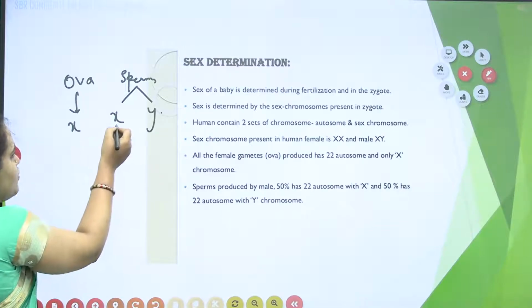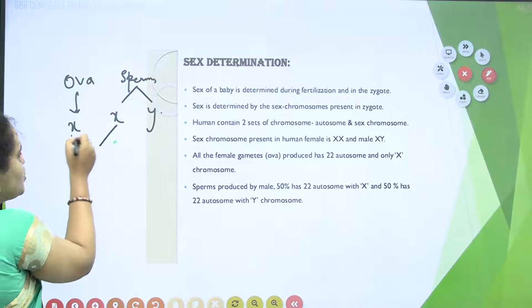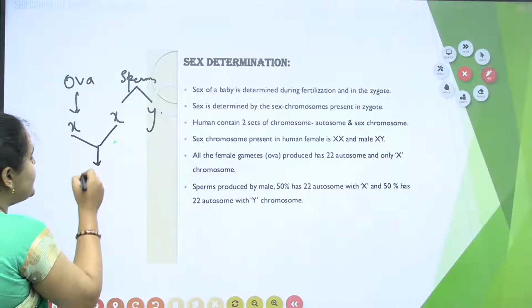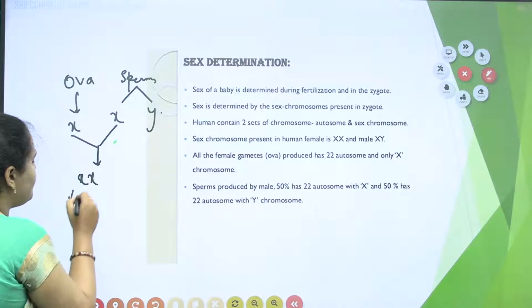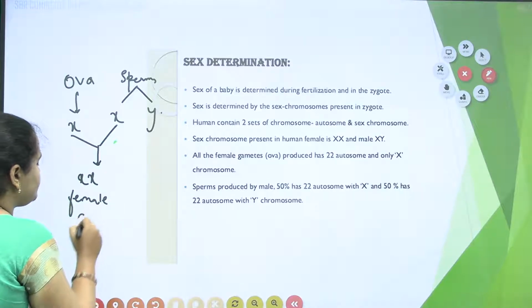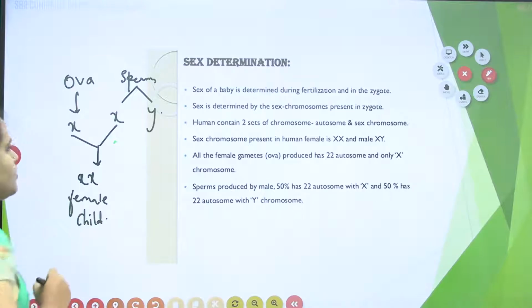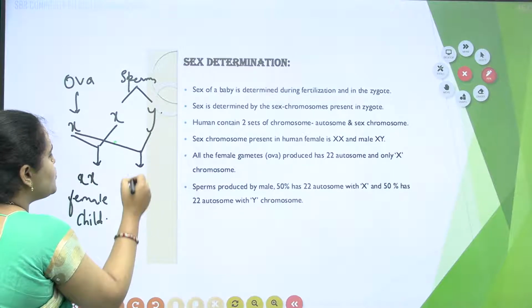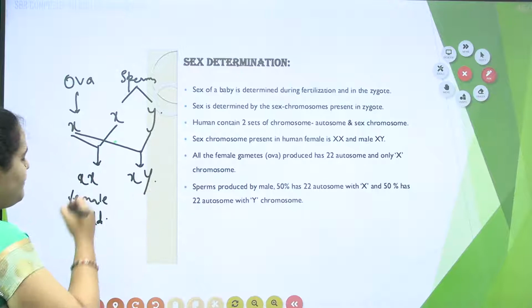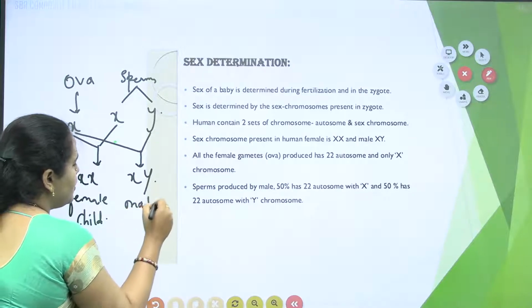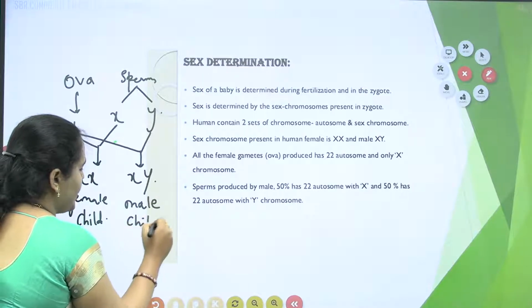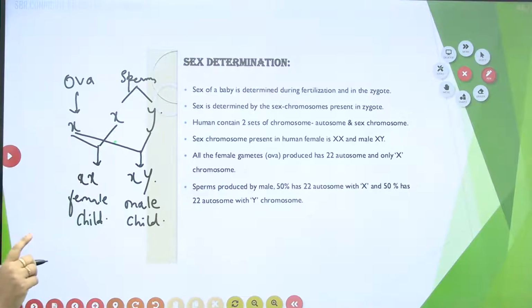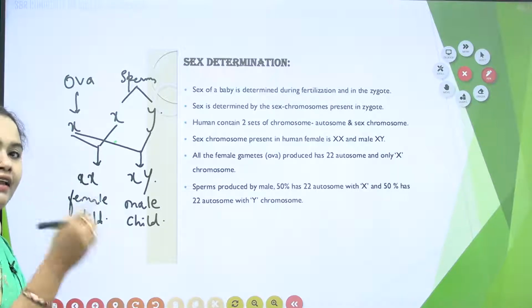If the sperm with the X chromosome unites with the ova, it leads to the formation of female child. If the Y chromosome of the sperm unites with the X chromosome of the female, it leads to male child. That is why, see, the sex of the child mainly depends on the father rather than the mother.